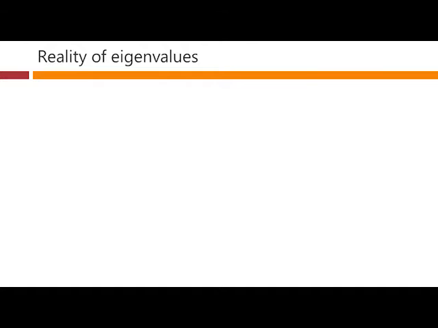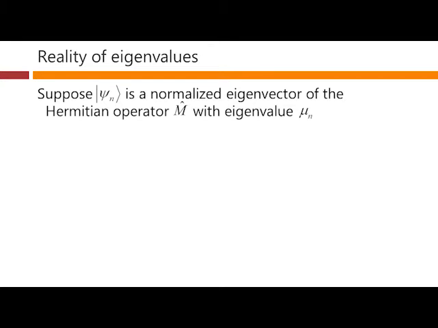And now we're going to look at one of the very important properties of Hermitian operators, which is that their eigenvalues are all real. And it's quite easy to prove this. We suppose here that we start with psi n, which is a normalized eigenvector of this Hermitian operator M, with the eigenvalue mu n. So by definition, that means that M operating on psi n is mu n times psi n.